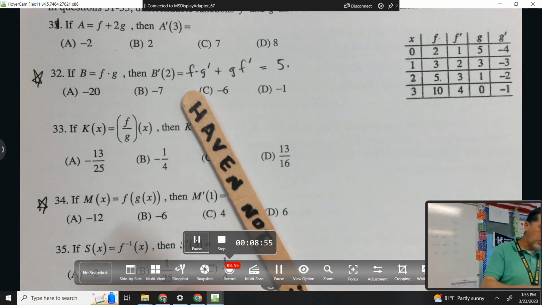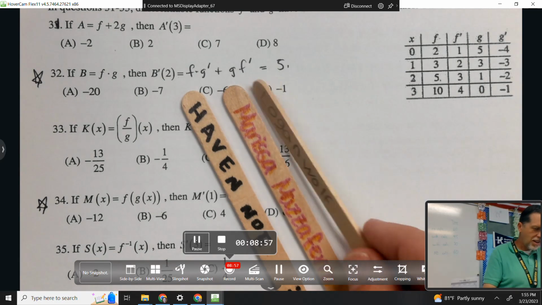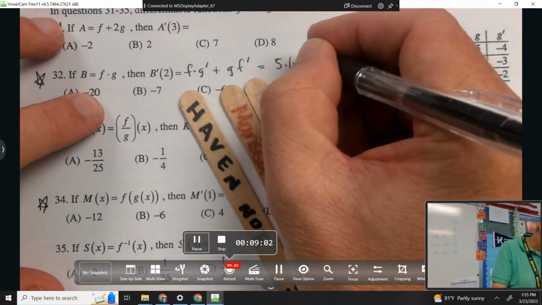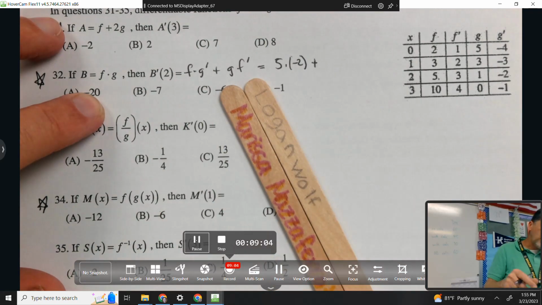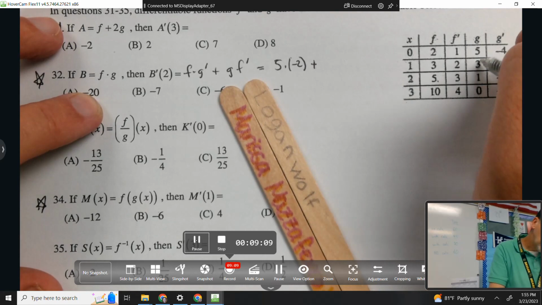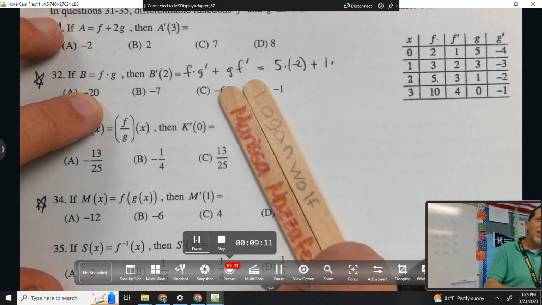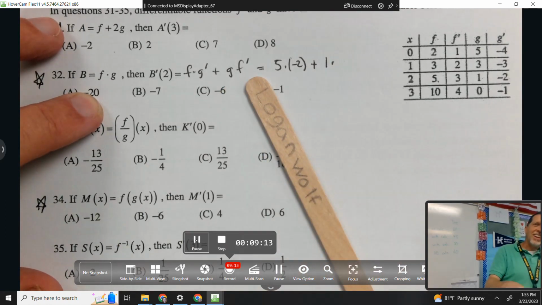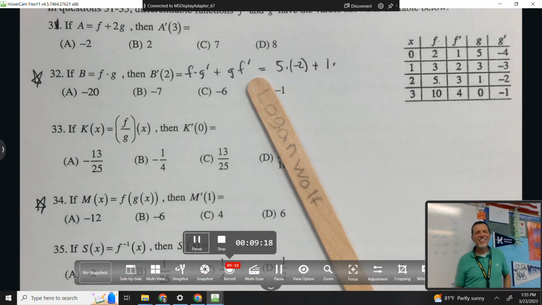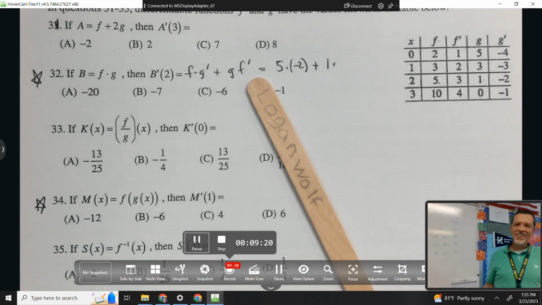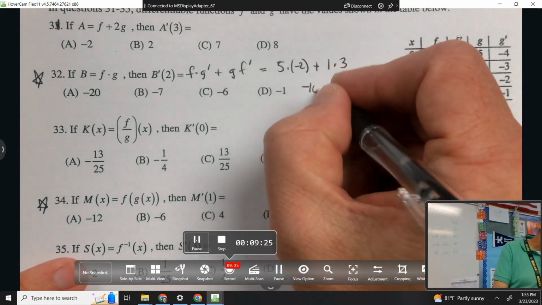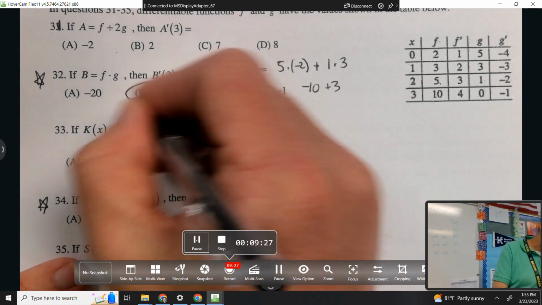Haven, what's G prime at 2? G prime at 2 is -2. Marissa, how about G of 2? G of 2 is 1. Is that you or Brooke that gets credit for that? Kira gets credit, okay. Logan, how about F prime at 2? 3. And so then we just put all that together. -10 plus 3 is -7.